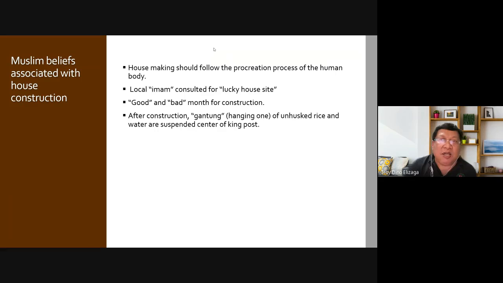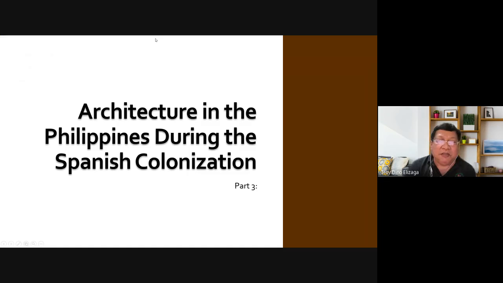They have a local imam or an elderly or a priest that they have to consult, no? Whether the house will be lucky on that site. And then there are also good and bad months for construction. I don't know if they also depend on the moon. After construction, a hanging bundle of unhusked rice and water are suspended at the center of the king post. Probably it's an offering or to ward off evil spirits. I don't know. So these are just examples.